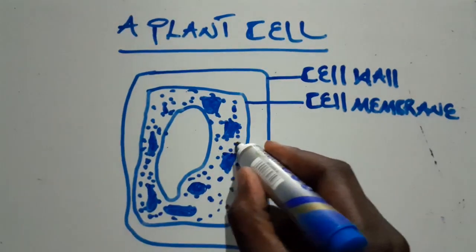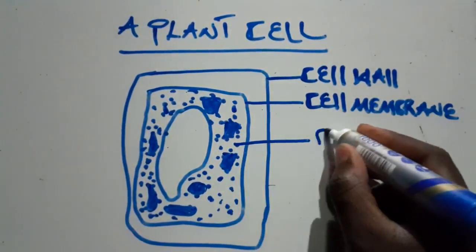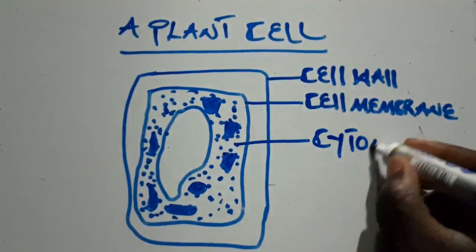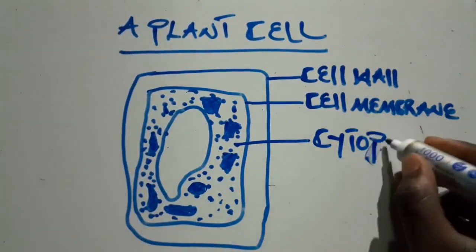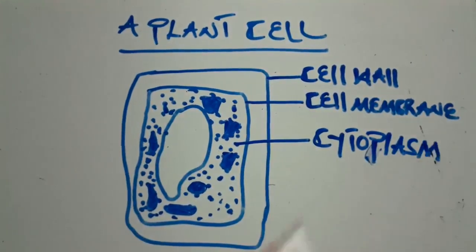Again, we have this liquid fluid, which is cytoplasm. We said that the function of cytoplasm is to provide shape to cells. And we also said that in cytoplasm, that's where respiration takes place, and the formation of proteins. These processes, or reactions, take place in the cytoplasm.